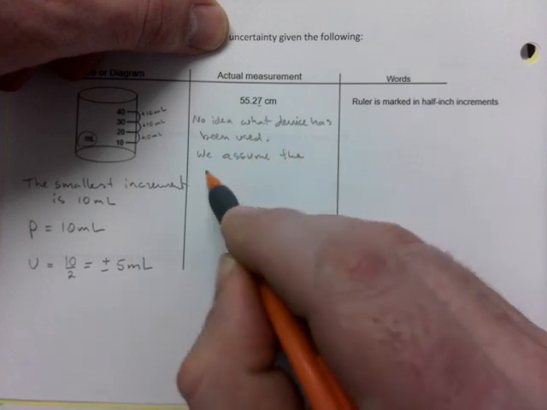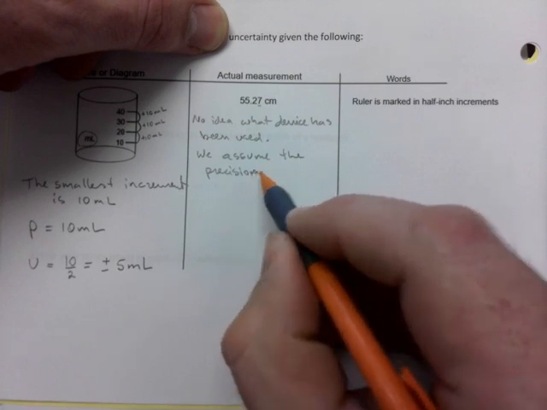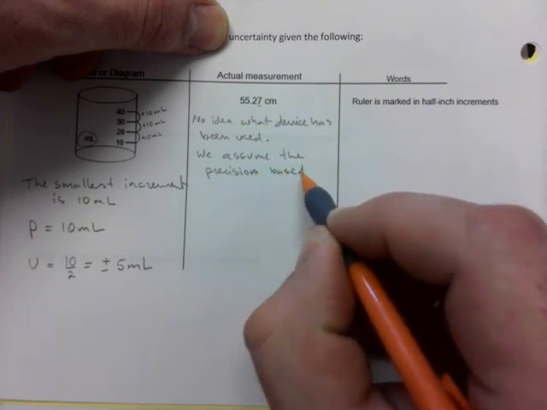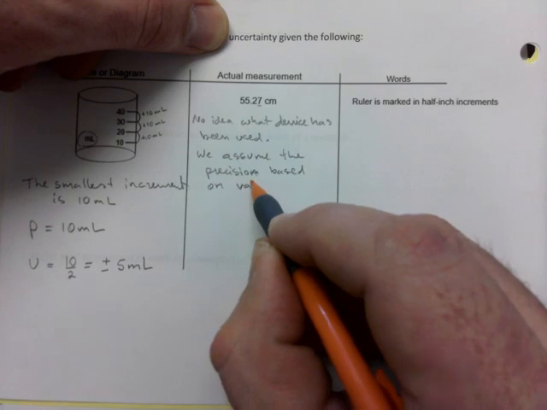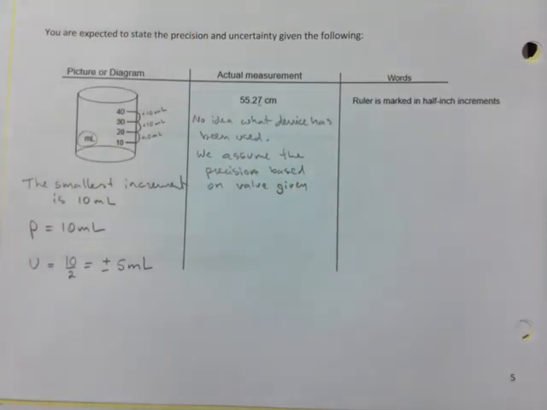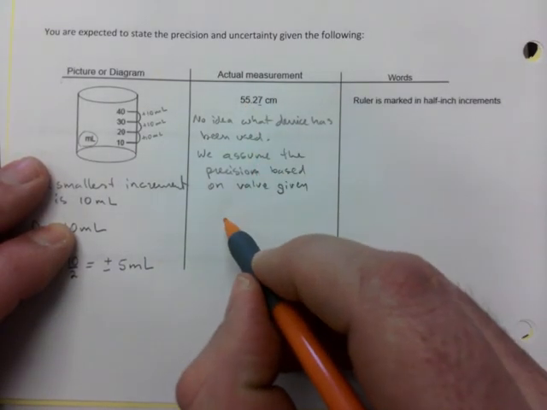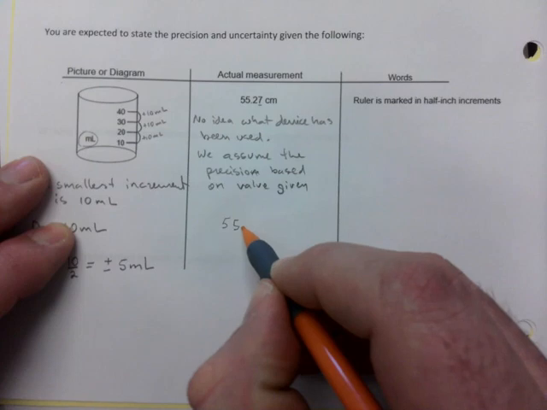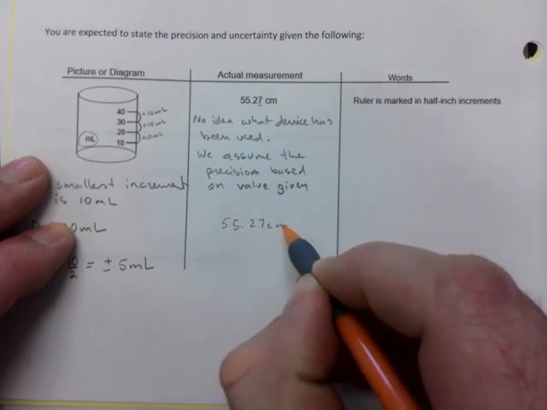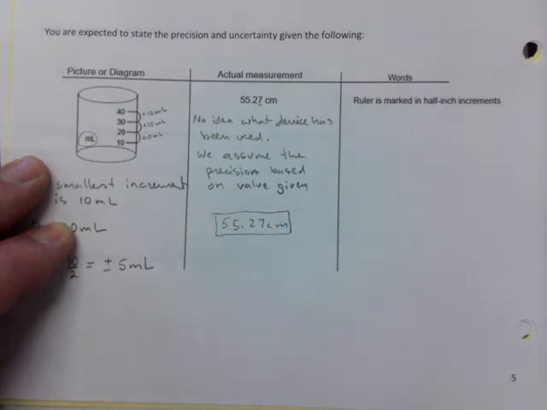the precision based on the value given. Okay, based on the value given. That's all we have. So let me write this again. So assume this was on the screen of the device. This was on the screen. This is what it ended up reading.